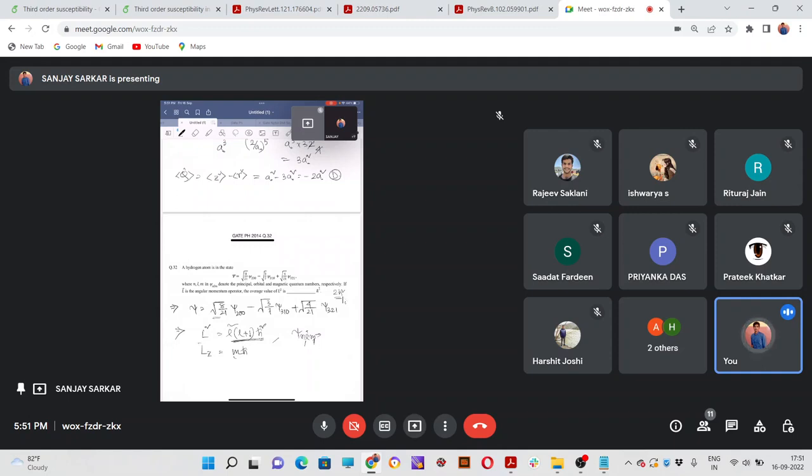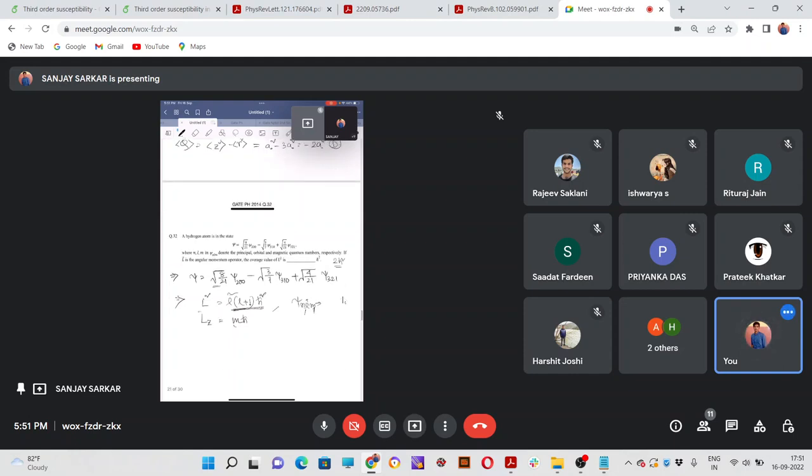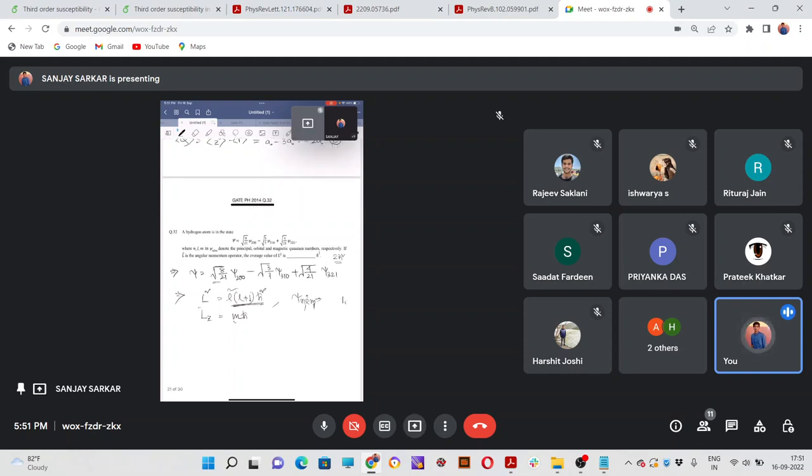Since there is not much time, I will solve this question. Psi is given here. For the first wave function, psi 200, the value of L is 0. This is N, this is L, and this is M. Similarly for psi 310, L is 1, and for psi 321, L is 2.